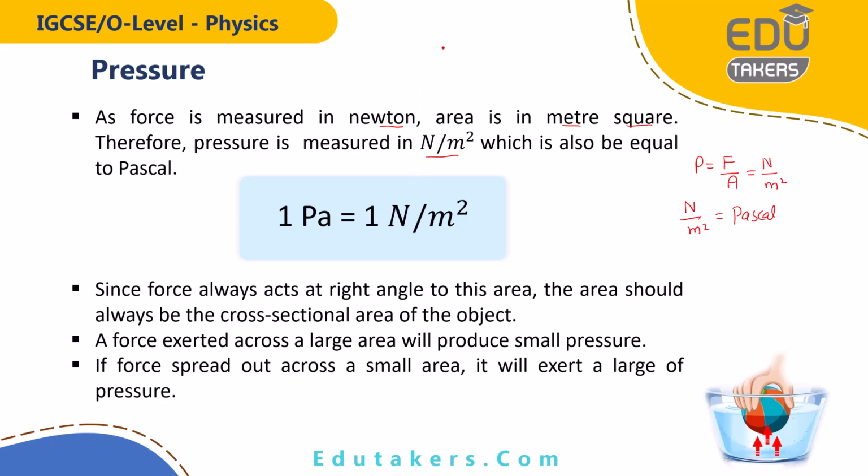If I suppose that there are 10 Pascal pressure exerted by any object, then what would be this pressure in newtons per meter square? You have to tell me. Just here you need to make the conversion. Convert Pascal into Newton per meter square. Then what you get? 10 Pascal is equals to how many newtons per meter square?